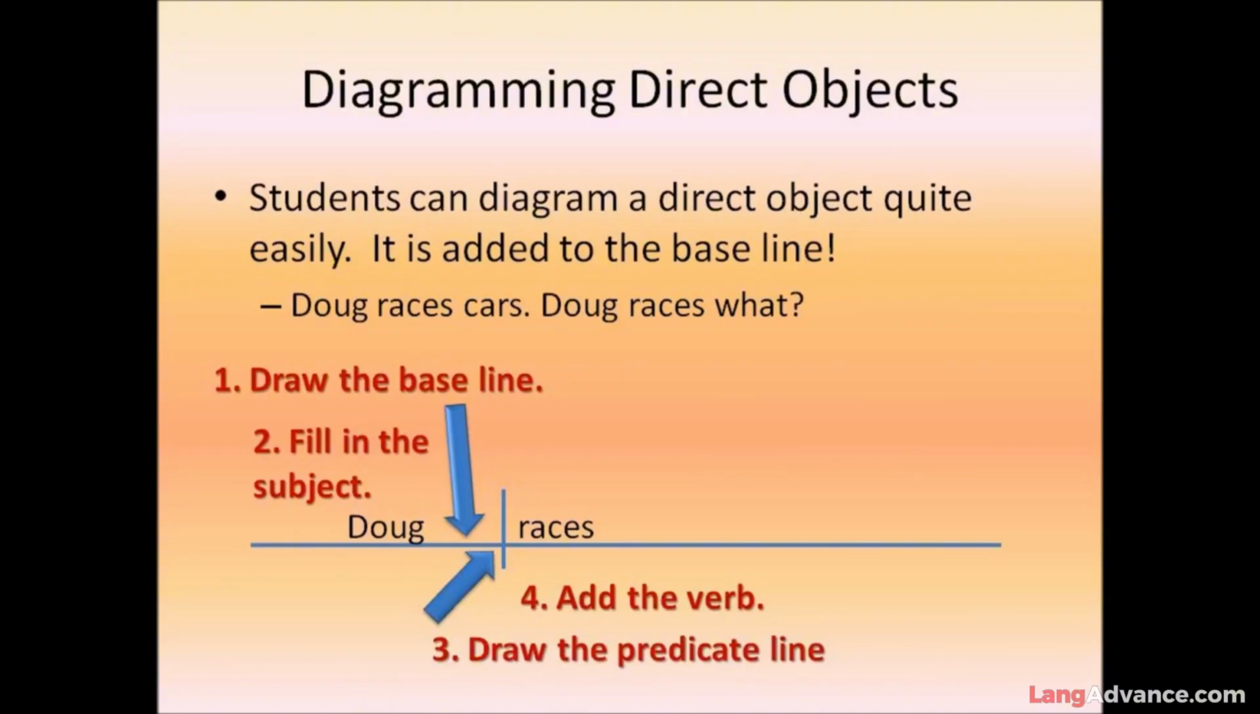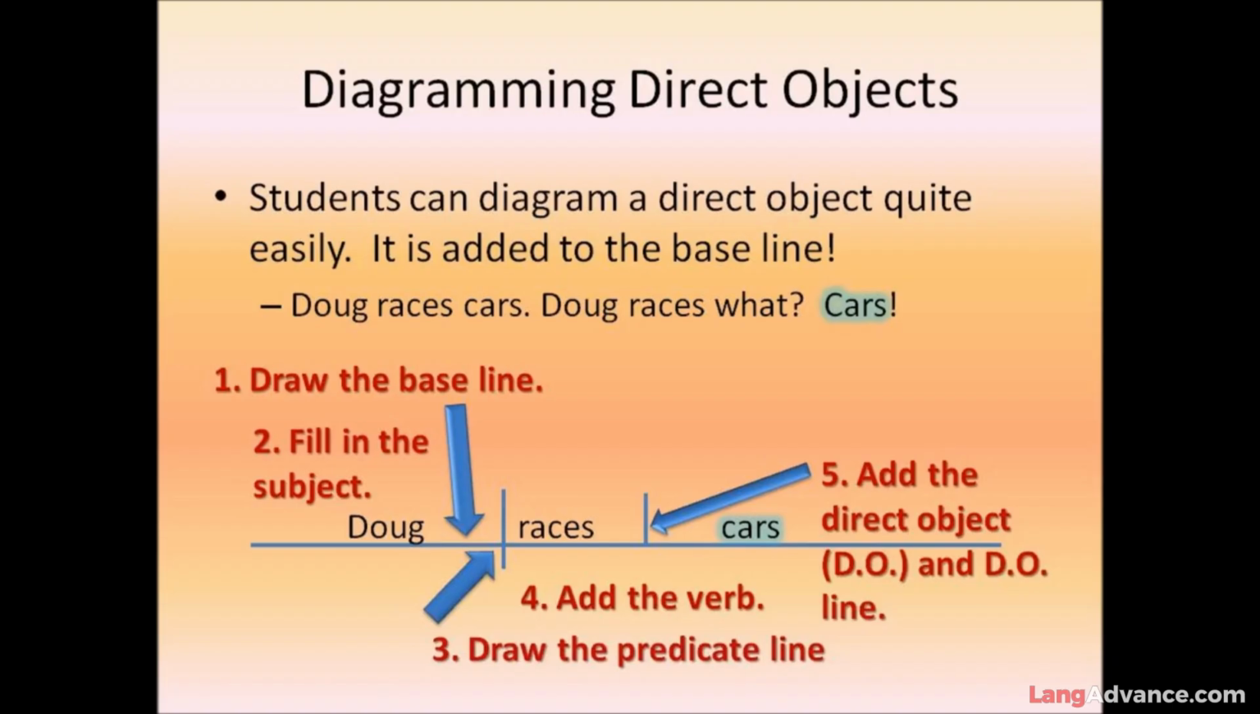Diagramming direct objects is not terribly difficult. It starts the same way as any other sentence. You draw your baseline, you fill in your subject and your verb, and you make sure that you draw your predicate line or your subject-verb divider line. And then to find the direct object, you ask your subject-verb question, Doug races what? Cars. So you can add your direct object right to the baseline. And make sure you add your direct object line. Now take a look and notice that the subject-verb divider line crosses the baseline, but the direct object line does not, and that's how we delineate between the two.